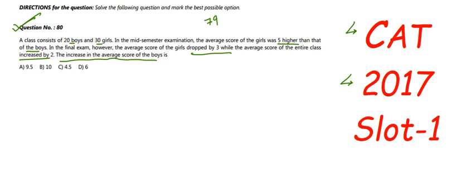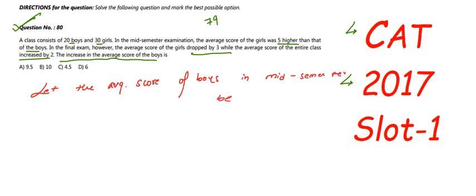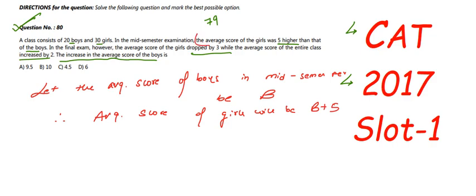So let us begin. First, let the average score of boys in mid semester be B. Therefore the average score of girls will be B plus 5, because here we have been given that the average score of girls was 5 higher than that of boys. So this will be B and this will be B plus 5.